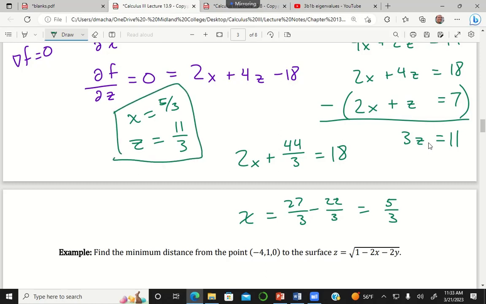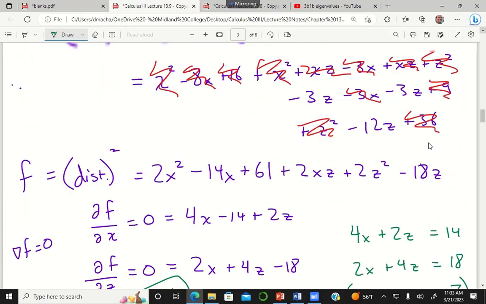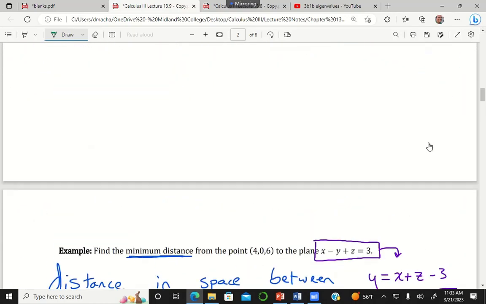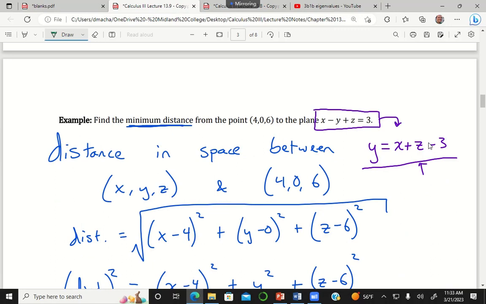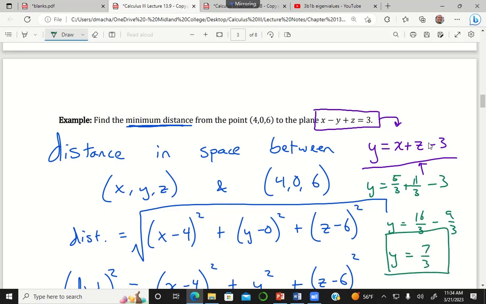So I know x is 5/3, z is 11/3, and then that means y is going to be 5/3 plus 11/3 minus 3 minus 9/3. So that's going to be 16/3 minus 9/3. So y is going to be 7/3.